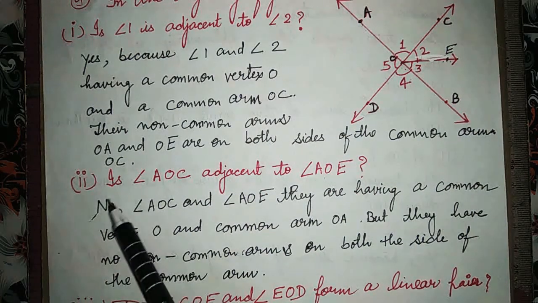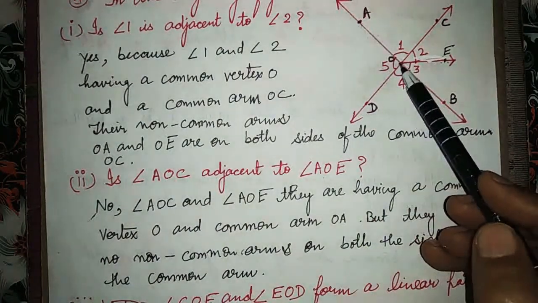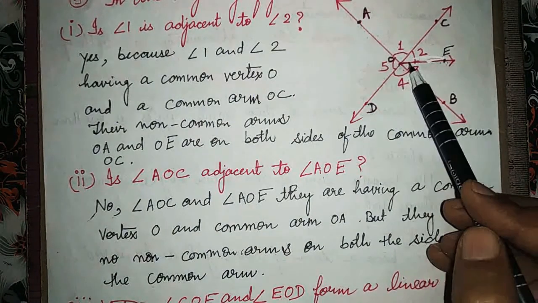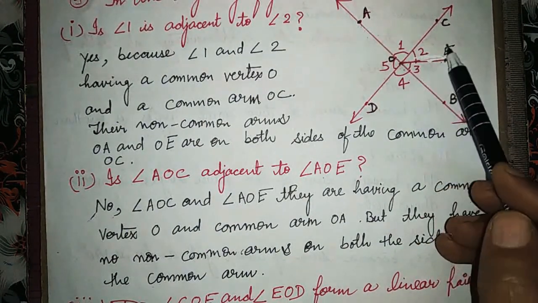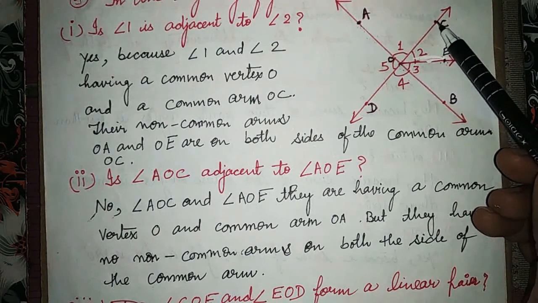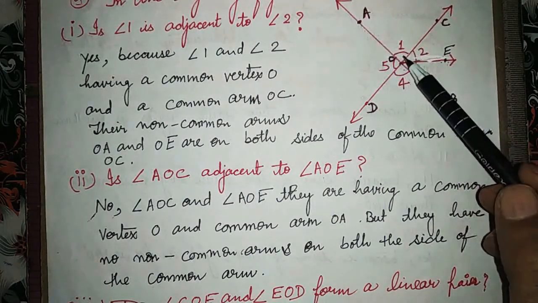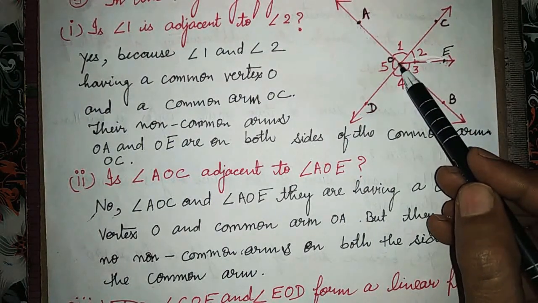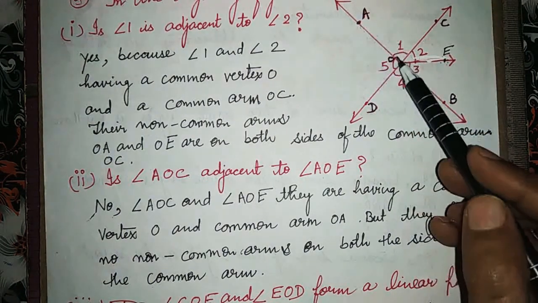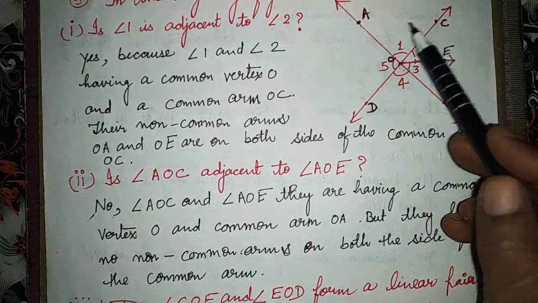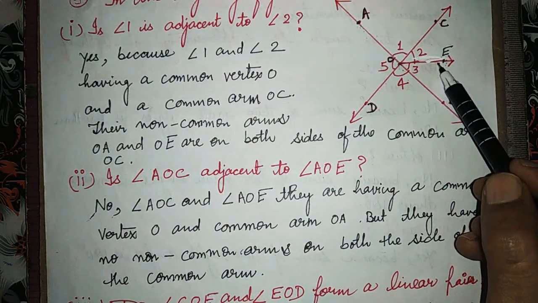Now students, see the second part. Is angle AOC adjacent to angle AOE? For this question also you will see both angles very carefully. Here you can see angle AOC and this angle is angle AOE. Here you can see common vertex O and common arm OA also. This common arm OA is in angle AOC and angle AOE both.